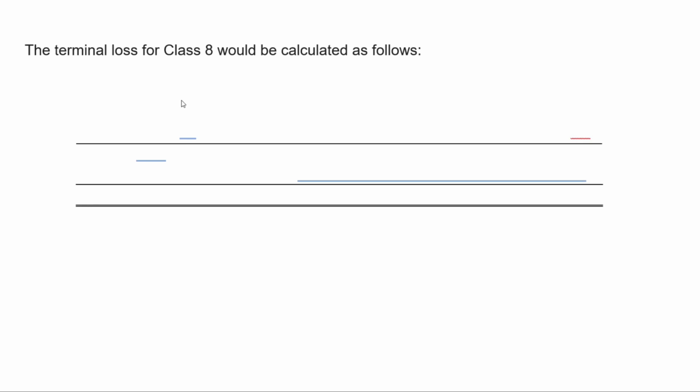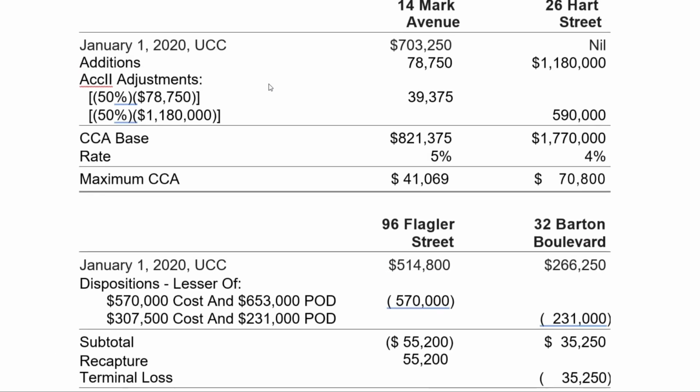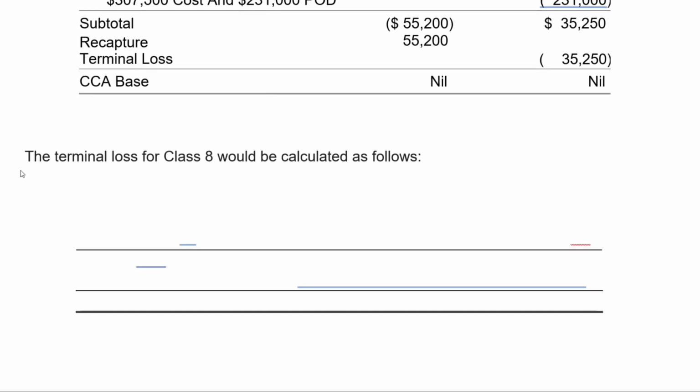Now, before we go ahead and start to add and subtract all of this information that we've done for the different properties, we need to remember that they did have that furniture that they ended up giving away, and that was class 8, those assets.